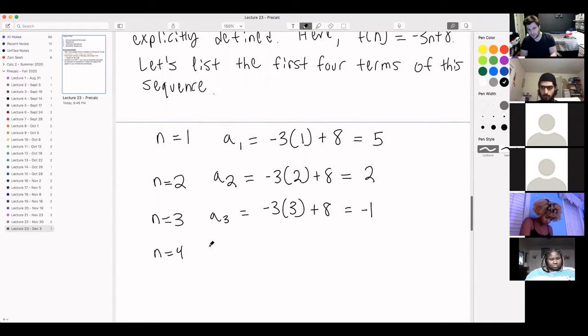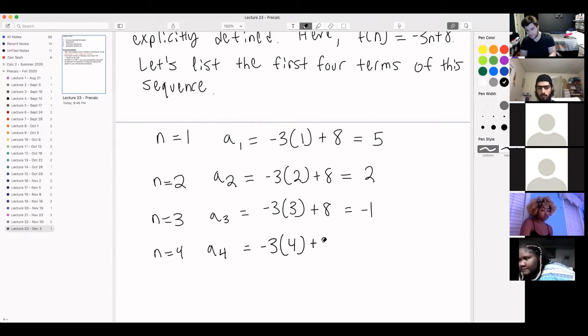And n equals 4, a sub 4. a sub 4 is the 4th term of the sequence. You just plug in n equals 4. So what is this? This is negative 7.